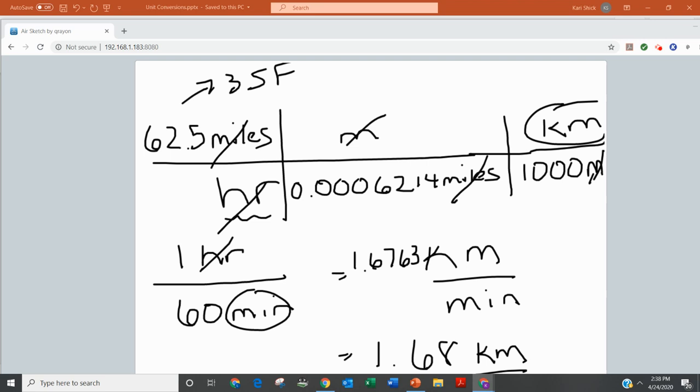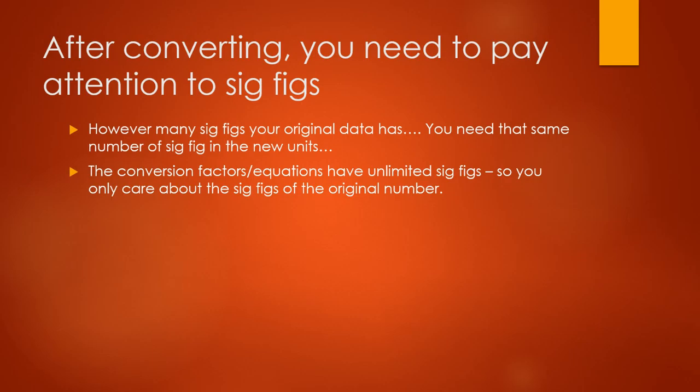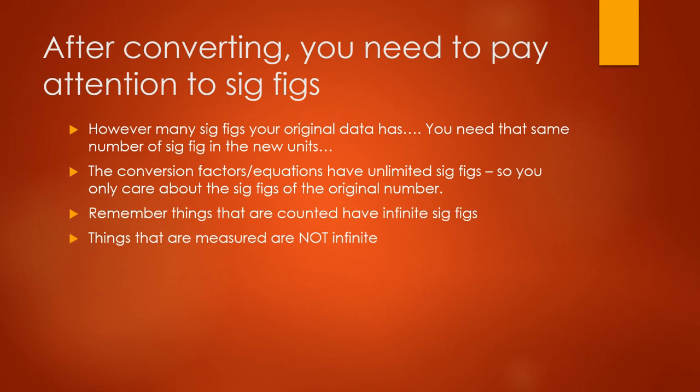Okay. So a couple of things to remind you of. After you've converted, you have to pay attention to sig figs. So however many sig figs were in your original information, you need that same number of sig figs once you've converted to the new units. And this is because the conversion factors or equations have an unlimited number of sig figs because they're definitions. So you really only care about the sig figs in your original number, but you do want to pay attention to whether you have to count it or if it's something that's measured.